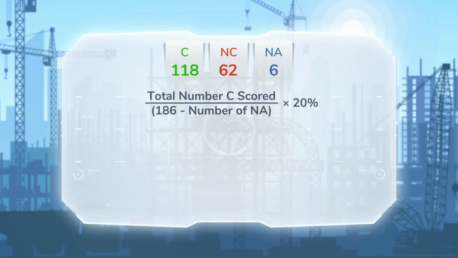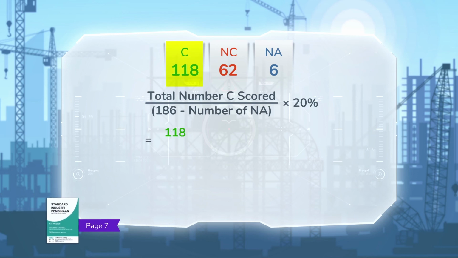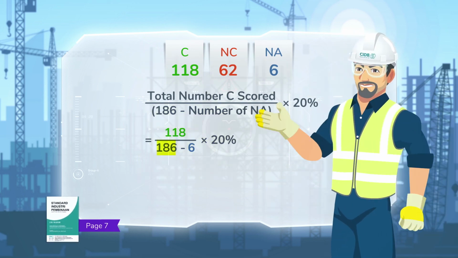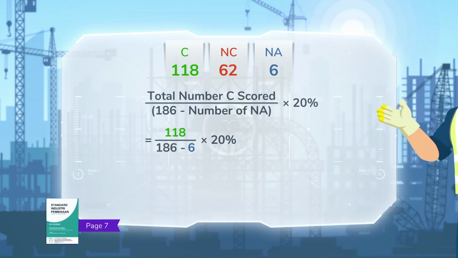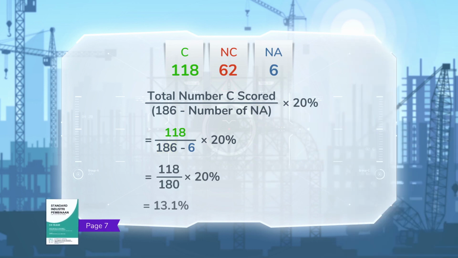Here's a formula to calculate the total SHASSIC score for personnel interview. The formula comes from page 7 of the CIS. All you have to do is plug in the total number of compliances obtained from the completed checklist just now. Then plug in the total number of non-applicable checklist items. Note that 20% here is the weightage assigned to personnel interview, and 186 here refers to the total number of items across the questionnaires. Perform the calculations to obtain the total SHASSIC score for personnel interview.